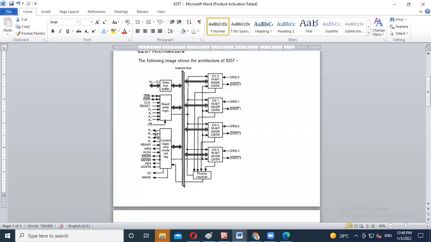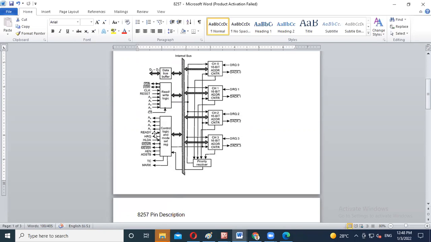The next block, the last block, is the control logic and mode set. Here also we use address lines, A4 to A7. Totally for the 16-bit address, the address lines are 8. A0 to A3 are used with the read and write logic, and the remaining 4 address lines, A4, A5, A6, and A7, are used with the control logic. So the read write logic and control logic both work serially with the A0 to A7 address lines.